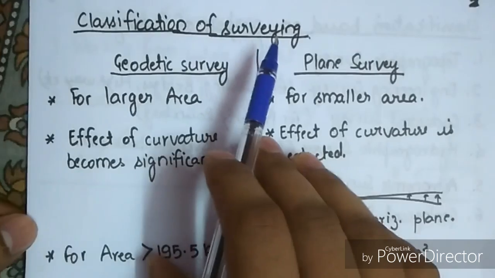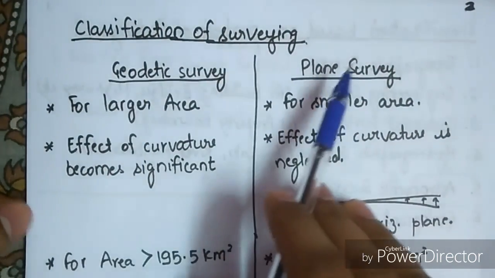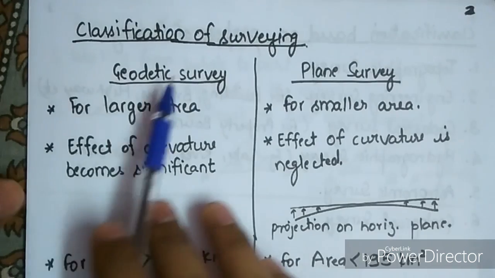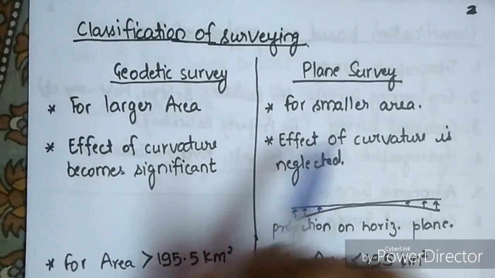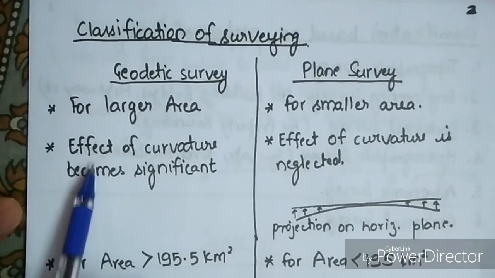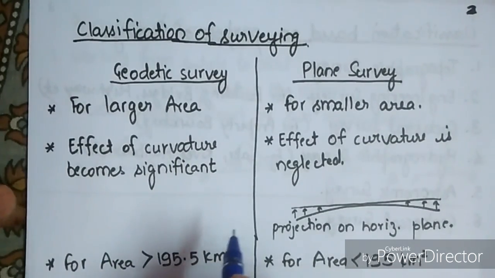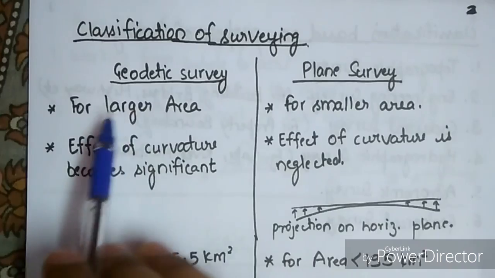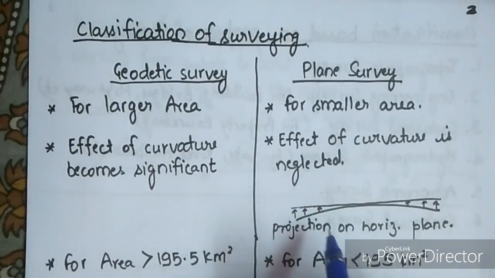Next is our classification of surveying. Surveying is usually of two types, geodetic surveying and plane surveying. Geodetic surveying is for large areas and plane surveying is for smaller areas. In geodetic surveying, the effect of curvature becomes significant, the curvature of earth becomes significant as it is for larger areas. But for plane survey, effect of curvature is neglected.